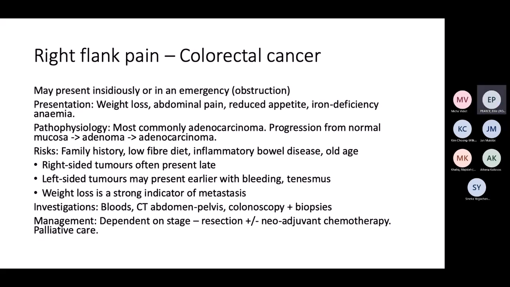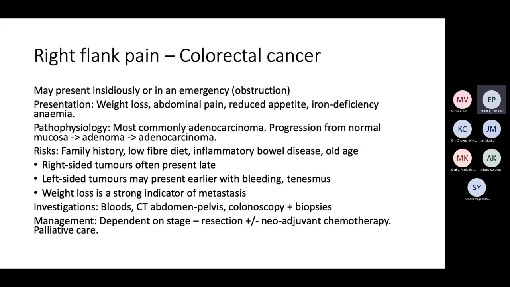Right-sided tumours often present late because patients don't typically get blood in their stool. Symptoms are more subtle, whereas left-sided tumours give more symptoms like bleeding or tenesmus, which is a feeling of needing to pass stool but not actually being able to. Once someone starts losing weight, it's a strong indicator that they've got metastatic disease.